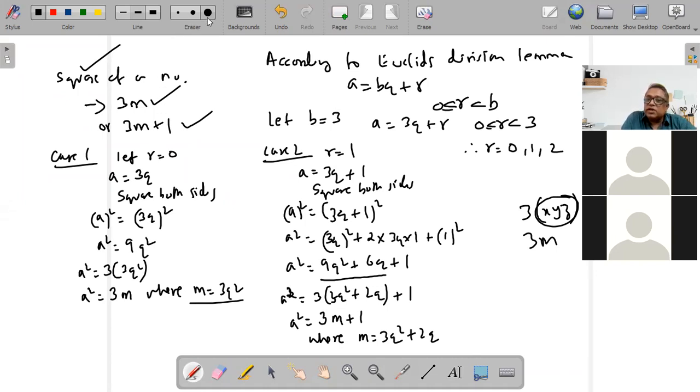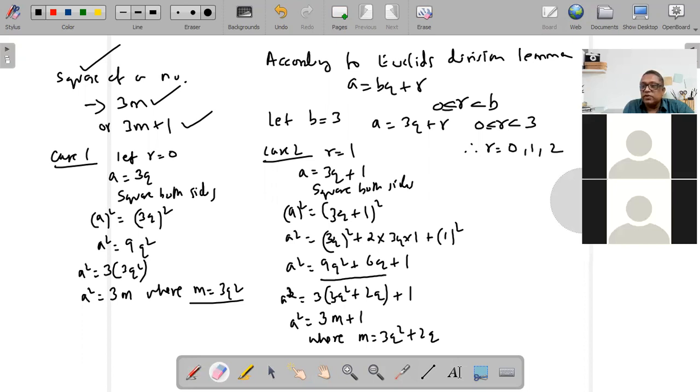But some people stop it here. ये खत्म नहीं हुआ है. ये खत्म क्यों नहीं हुआ है? क्योंकि we have another case. What is the third case? When r is equal to 2. r is equal to 2.